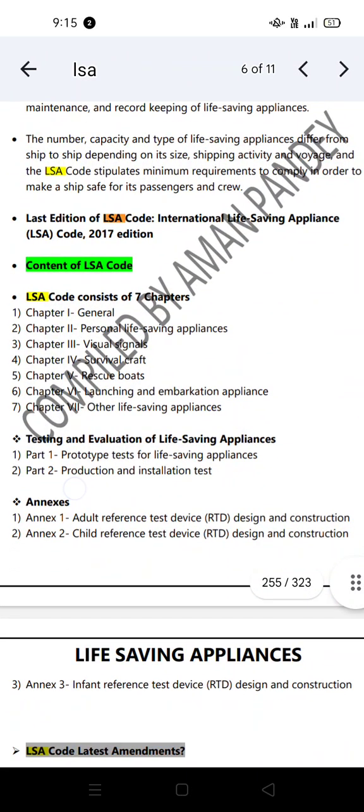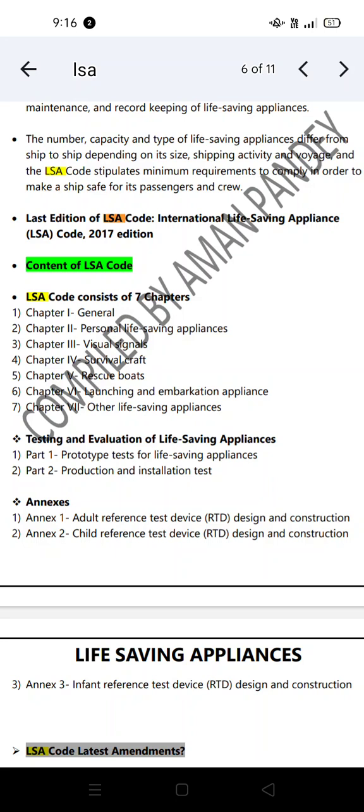So we'll be doing life-saving appliances thoroughly. The first question they normally ask is about the content of the LSA Code. The code comprises seven chapters. First is general, second is life-saving appliances, third is visual signals, fourth is survival craft, fifth is rescue boat, sixth is launching and embarkation arrangements, and seventh is other life-saving appliances.